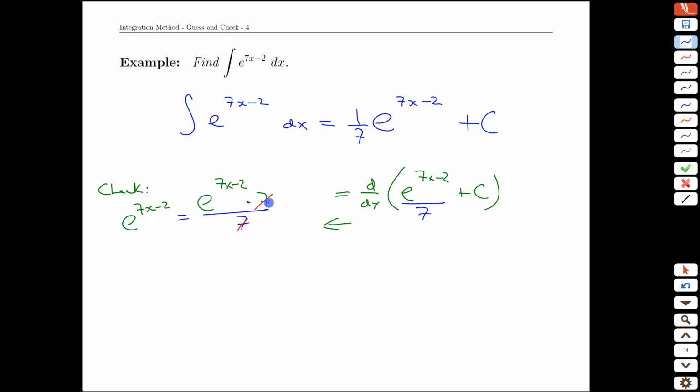And that is the full guessing and checking method. Take a stab at the form of the integral, then check it and see, in particular, are there any constants that need to be sorted out before we can get a perfect match to the original function.